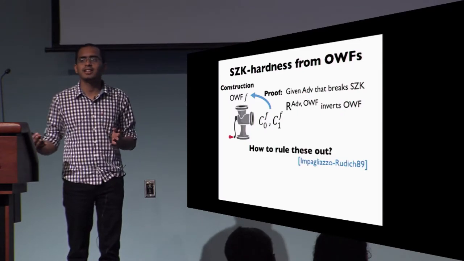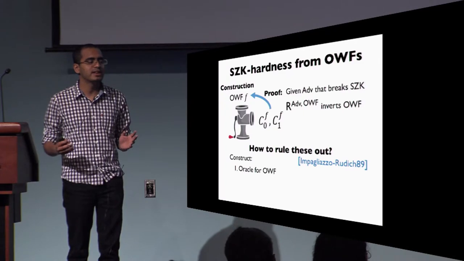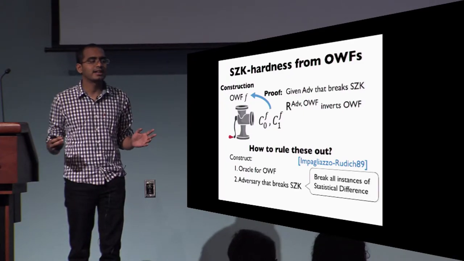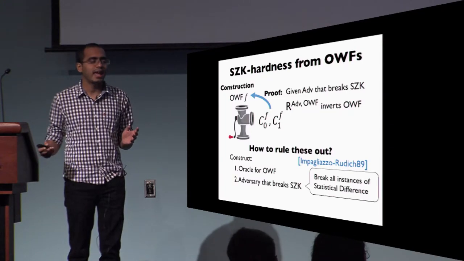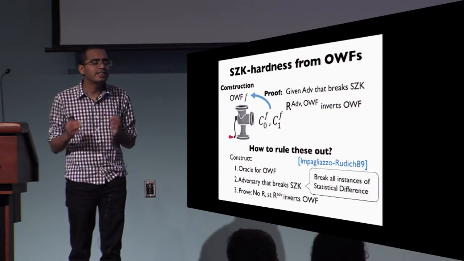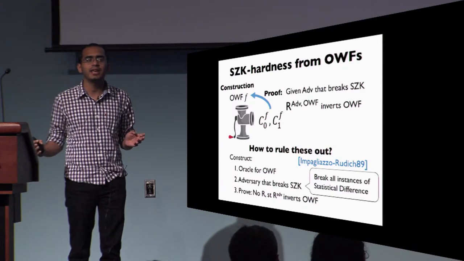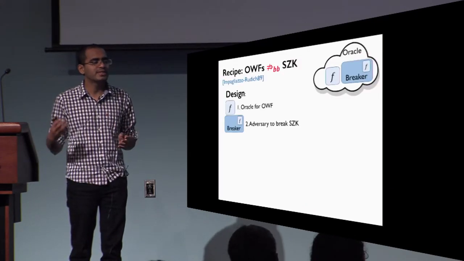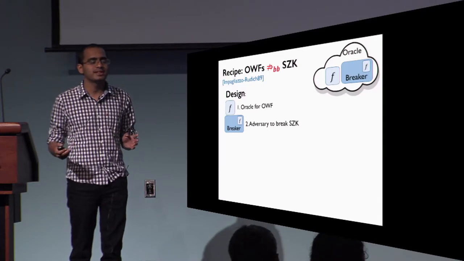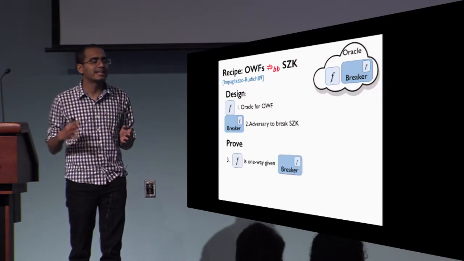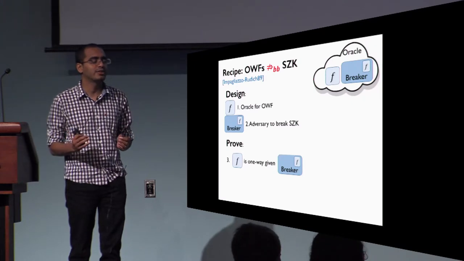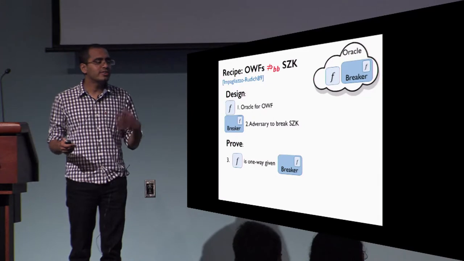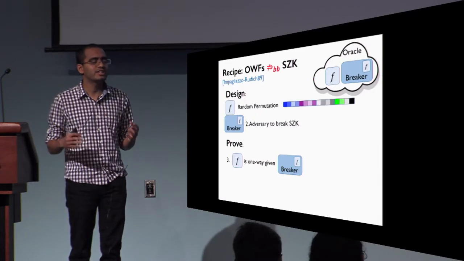There is a very canonical recipe given by Impagliazzo and Rudich, which says, first construct an oracle for the one-way function, construct an adversary to break SZK, and finally prove that even given this adversary that breaks SZK, you cannot invert the one-way function. Great. So just to repeat, we have to do three things. Design a one-way function, design an adversary to break SZK, and show that the one-way function is secure even given this adversary.